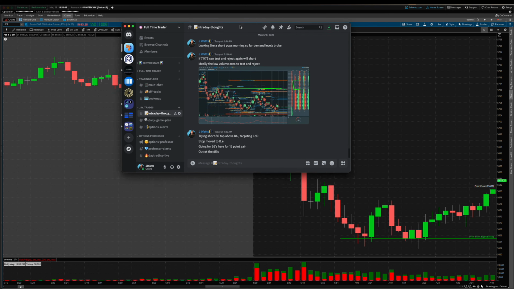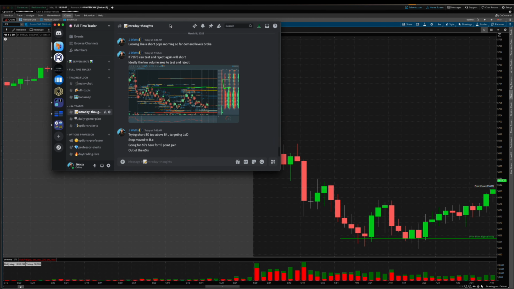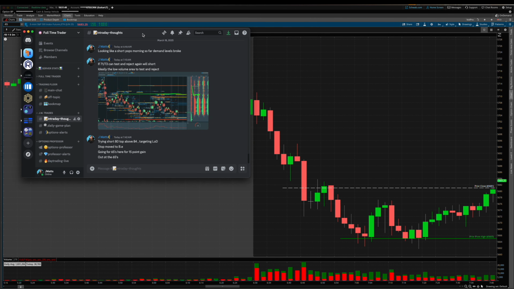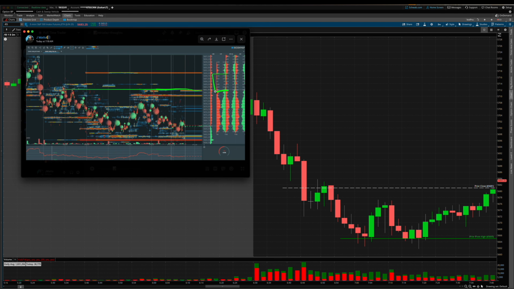Right around this time, 6:46, I'm looking to short pops. About right here, we're selling off, and I'm looking to short pops because it's looking like a bearish day. And then at 7:15, I'm watching the heat map, and I'm looking at this low volume area, where we're going to see the thicker volume, the low volume, and then there's this key level right here.